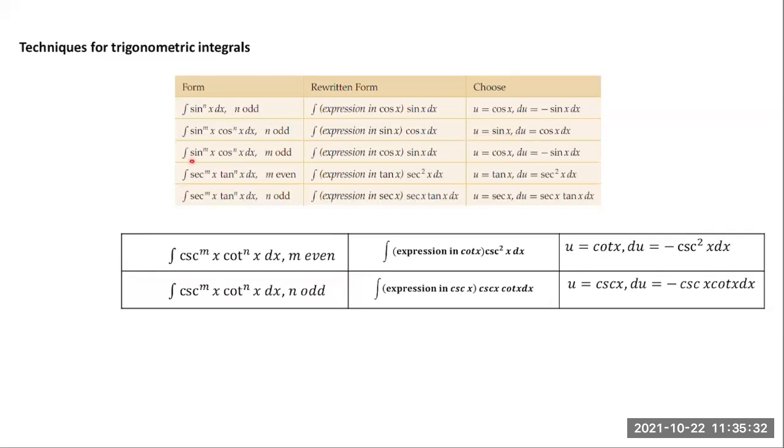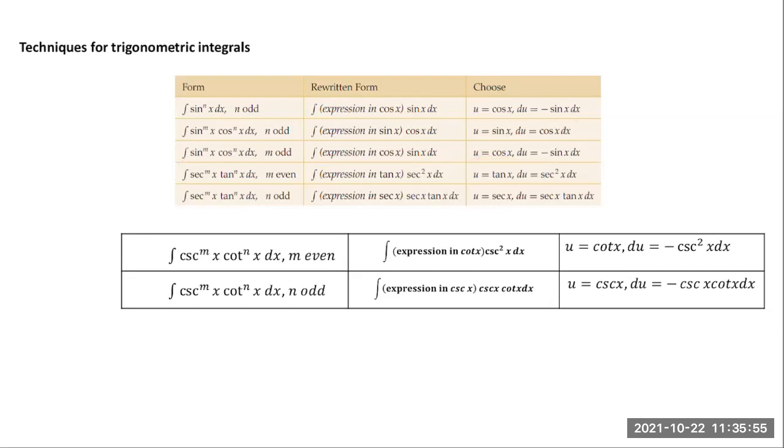And then if you have a trigonometric function of this form, sine mx cosine nx with m is odd, then you need to rewrite your original integral in this form: sine x dx at last, and then you write the remaining thing in terms of cosine x. Your substitution is going to be u is equal to cosine x.